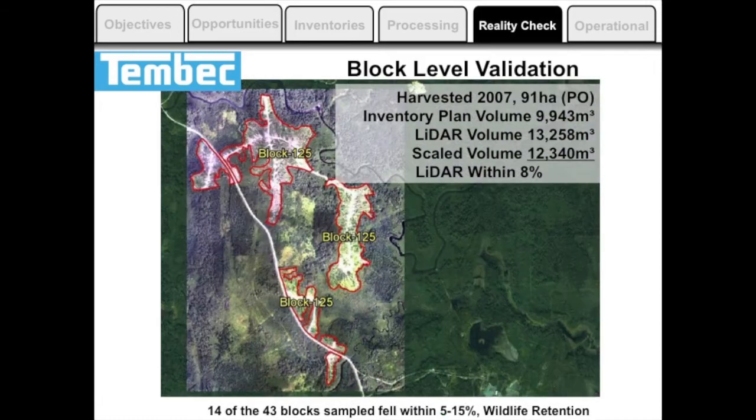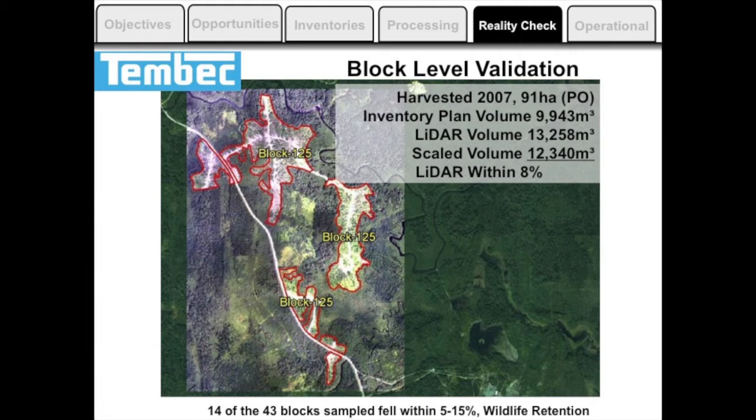So then we moved on to another scenario. And this is the poplar one. So the inventory plan was about 10,000 cubic meters. LiDAR had a higher estimate of 13.2. The scale was 12.3. So the LiDAR was within 8% on this on block 125. And one of the things that started to twig in my mind was, why are we getting this difference? Because I do have t-shirts that say LiDAR never lies.